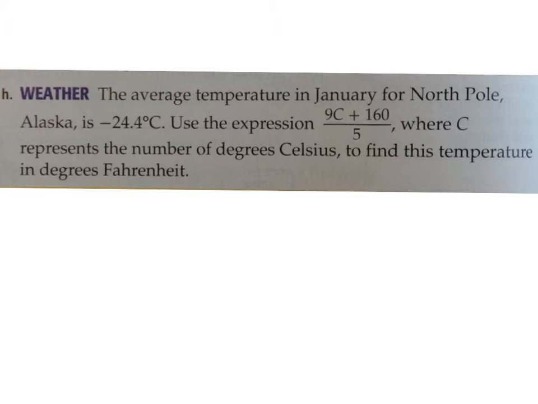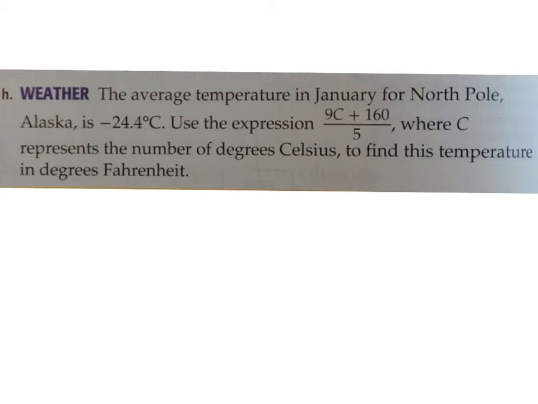Let's take a look at how this problem would look here. In this case, it says the average temperature in January for the North Pole, Alaska, is negative 22.4 degrees C, which stands for Celsius. Use the expression, 9C plus 160 divided by 5, where C represents the number of degrees Celsius, to find this temperature in degrees Fahrenheit.